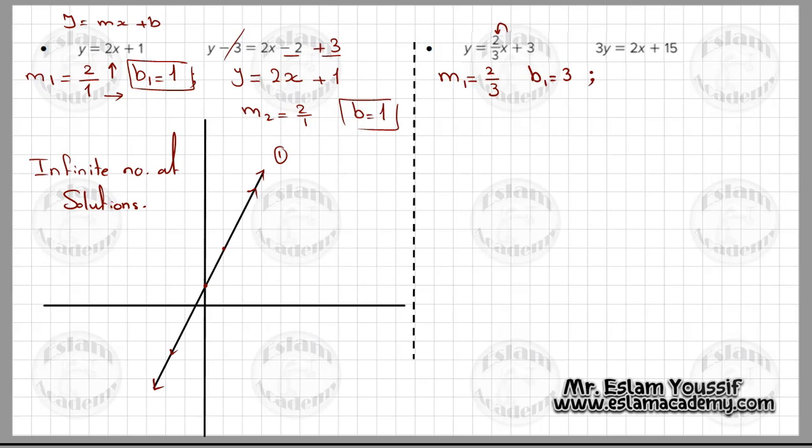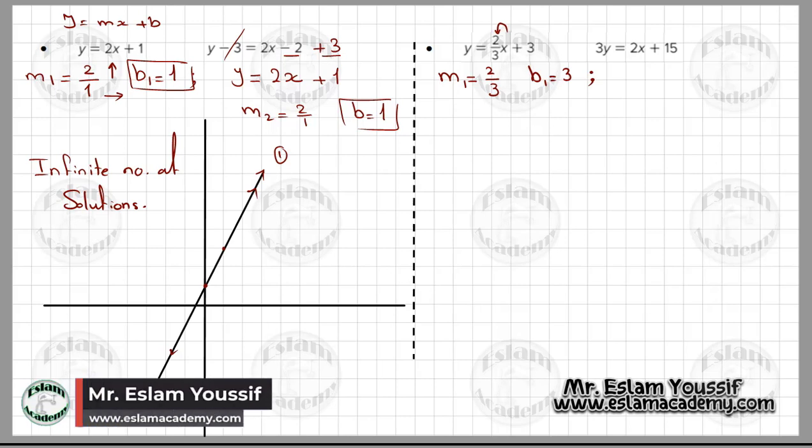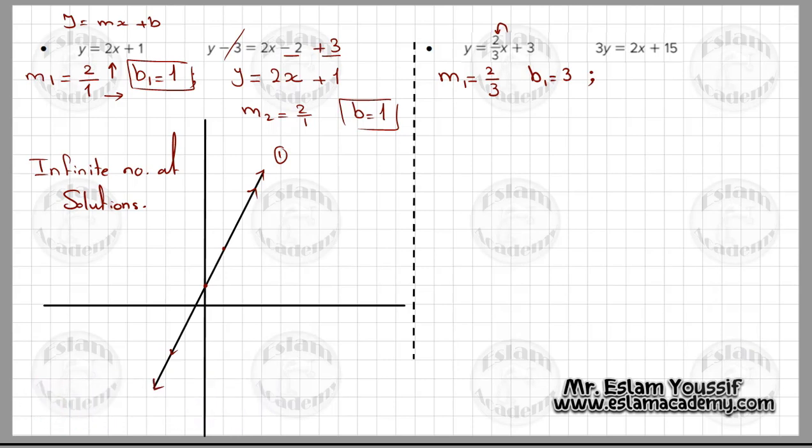Now the second equation. The second equation is not written in slope-intercept form. So we will solve for y to write the equation in the form y equals mx plus b. Now we have 3y, which means 3 multiplied by y. To solve for y, we just need to divide by 3. So 3 divided by 3 equals 1. So we have y equals 2 divided by 3, which is 2 over 3 x, plus 15 divided by 3, which equals 5. From that, we can find the slope. The slope is equal to 2 over 3, and the y-intercept is equal to 5.